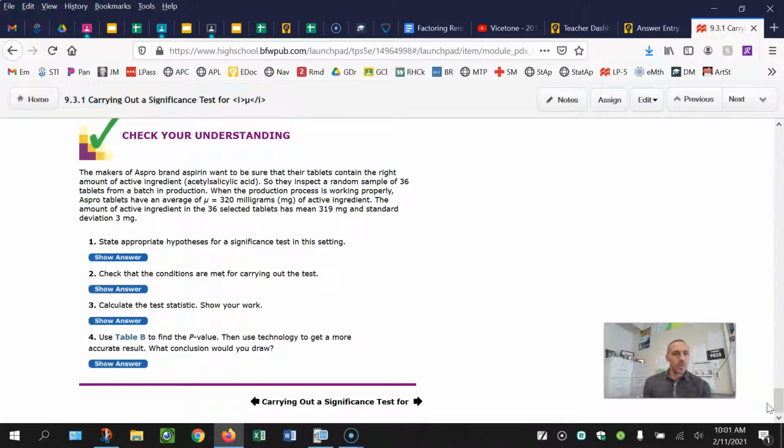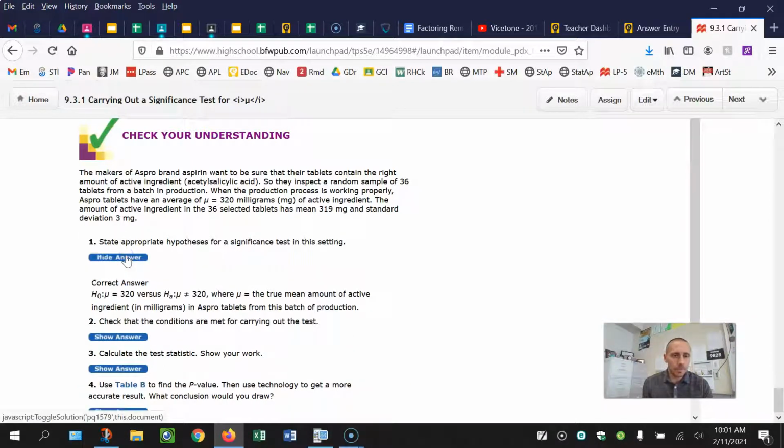So here goes. State the hypotheses for this significance test. I see mu, I see units. This is obviously a mean. The production, okay. So my null hypothesis would be that mu is equal to 320. They want to make sure that their tablets contain the right amount. So I would say that the alternative is mu is not equal to 320 milligrams. So it could be higher, it could be lower.